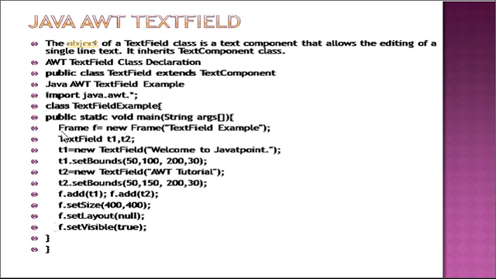The third class is Java AWT TextField. The object of the TextField class is a text component that allows editing of a single line of text. It inherits the TextComponent class. These types of classes are inherited from the TextComponent class. The same functionality and properties are implemented on TextField: setSize, setLayout, setVisible, setBounds.